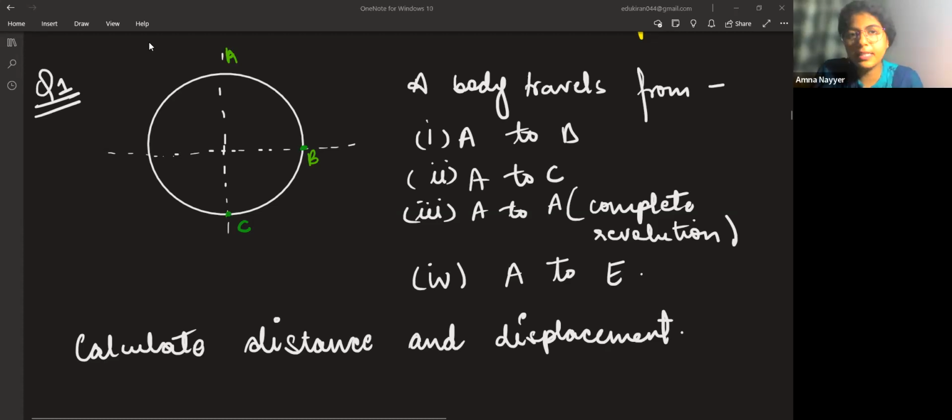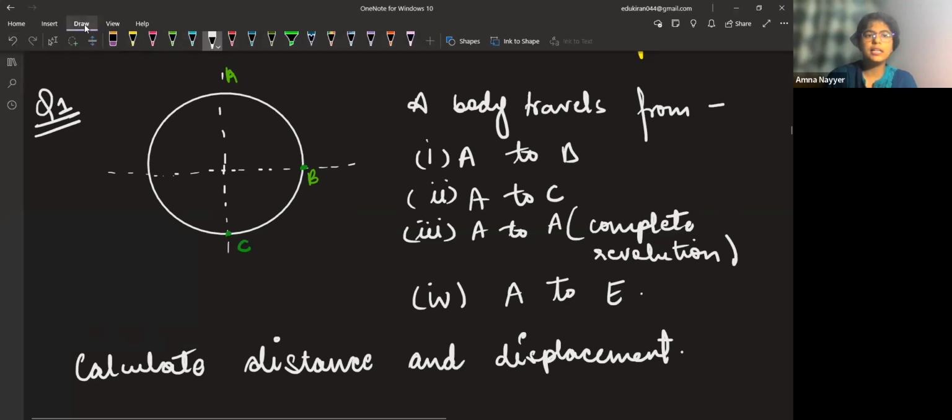See, let me discuss the solution with you, at least for the first three parts. E point is not mentioned. The fourth, we can leave. Firstly, let us discuss the first part, A to B. So we have to find out distance also. We have to find out displacement also. And I've already told you that the radius of this circle is R.